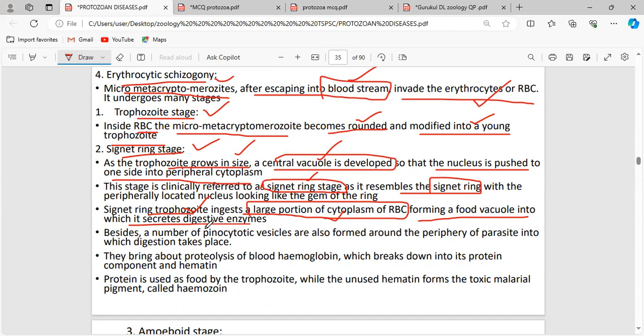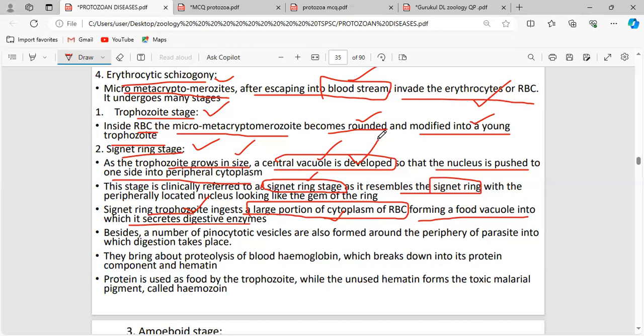For that, the central vacuole has been developed. You have to understand why all these structures will be developed. Whatever the organism is, no structure will be developed just like that for no reason. Every structure has its own reason for its development. That is why the central vacuole will be developed here, and that central vacuole is nothing but the food vacuole. Why? Because the signet ring trophozoite stage is the stage where they are going to intake food.